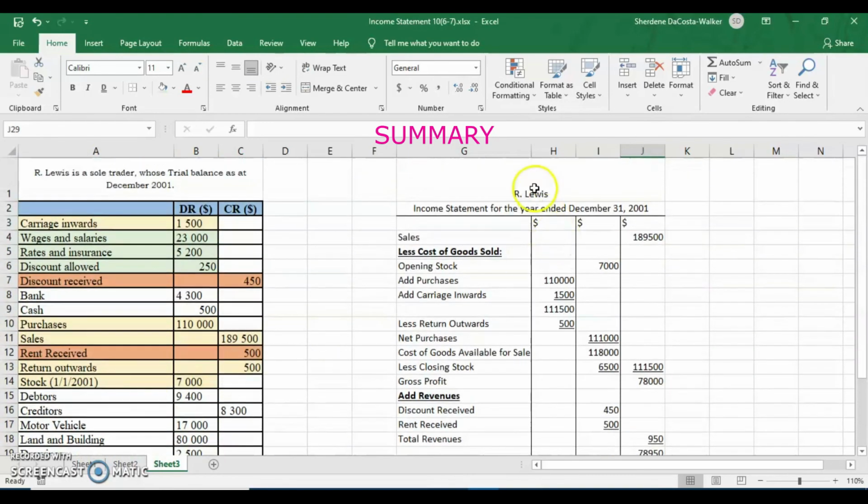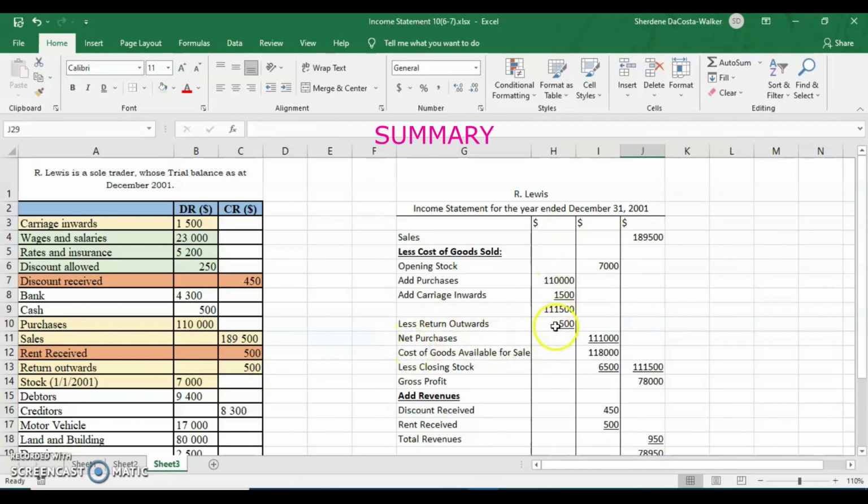So I go about putting the name of the person, income statement for the year ended and the date that I'm supposed to prepare it for. Then I put in my sales figure. If there's return inwards, then I would have put my calculation in the second column, and the answer, the total, will be placed in the third. Less my cost of goods sold: opening stock, add purchases, add carriage inwards, less returns outwards.